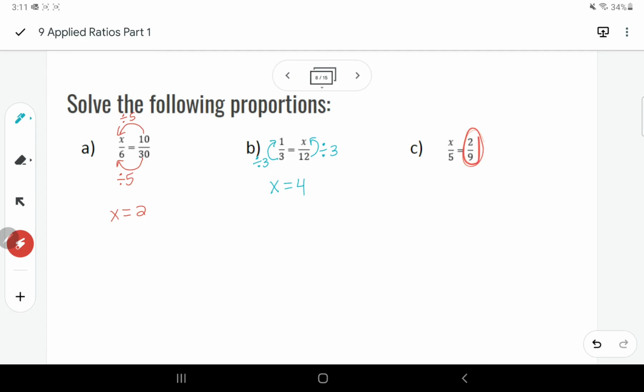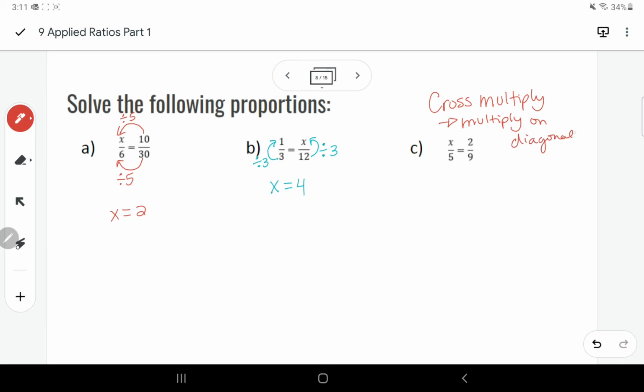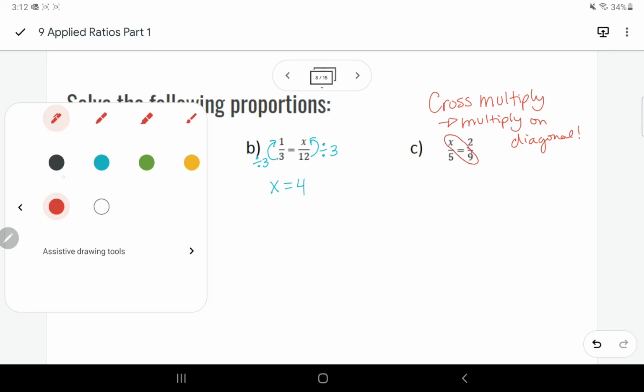And what about 2 and 9? Can I do a pattern up and down like in this one with the 1 and the 3? I can't. So here we're going to have to learn a new skill called cross multiplying. And this means we're going to multiply on the diagonal. So what that means is that we're going to multiply across the equal sign, bottom to top.